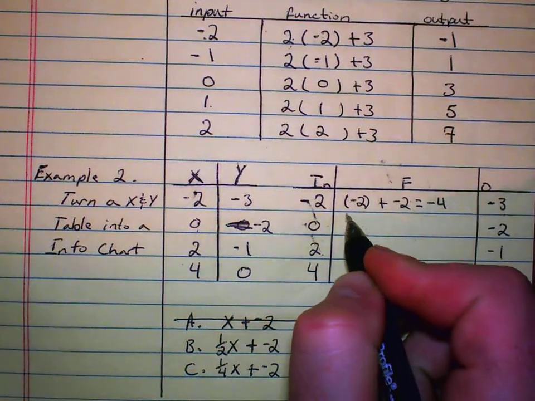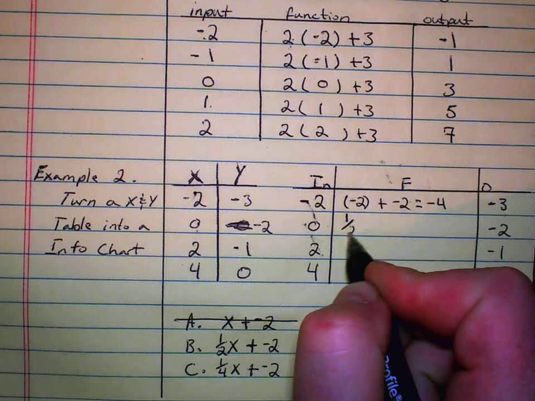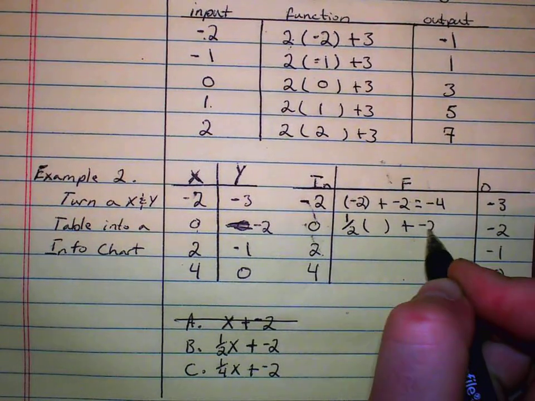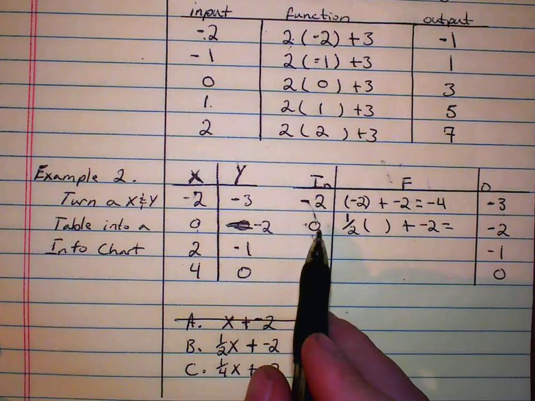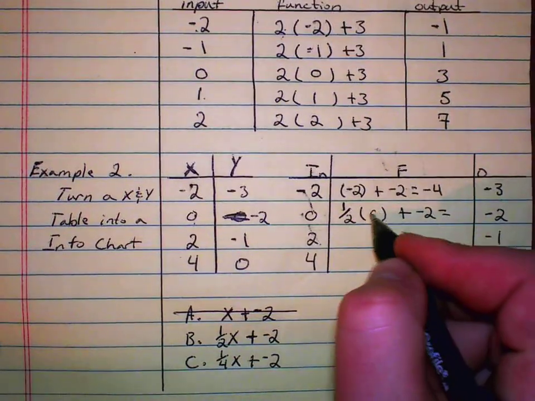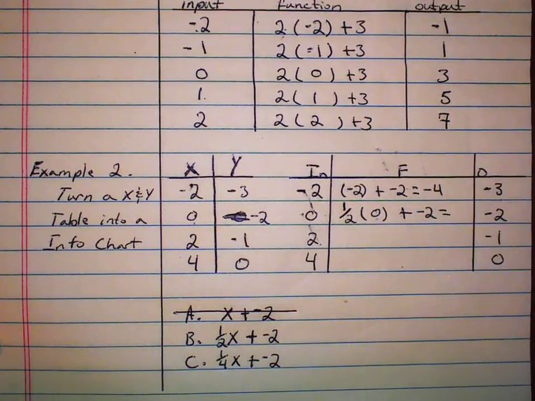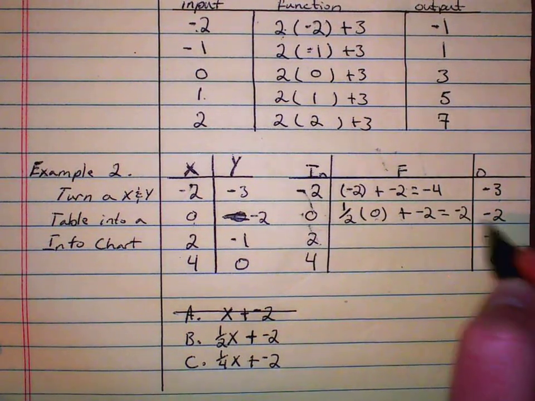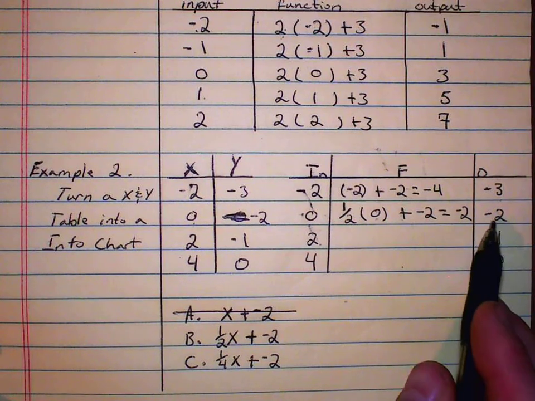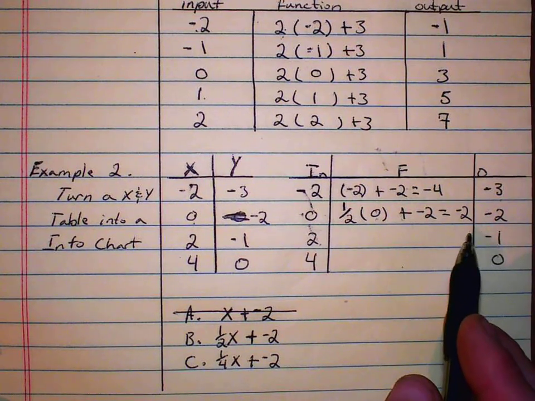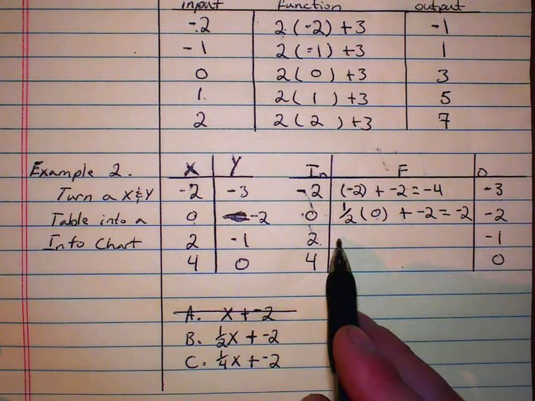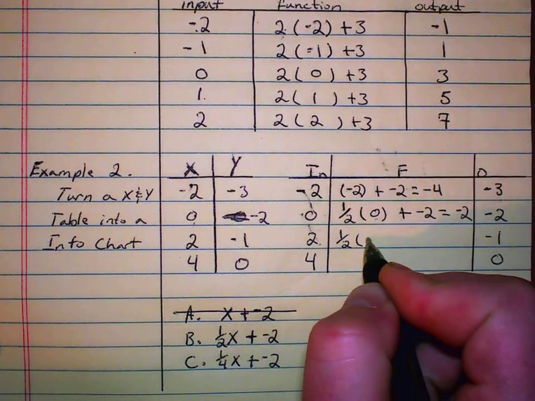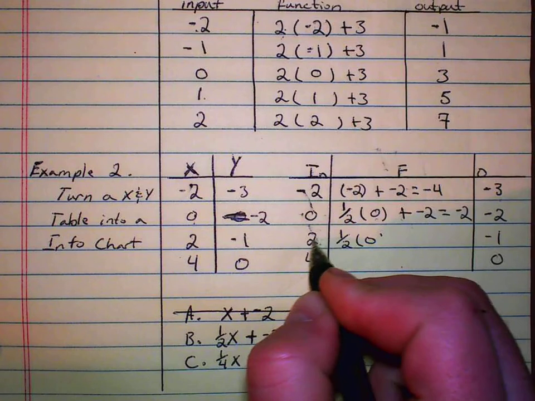Okay? I'm going to start with the 1/2 here, open, plus a -2. Well, that's a 0 that goes in. Half of 0 is still 0, plus a -2 is -2. Well, those two match. Just because it matches one place doesn't mean it will necessarily match everywhere. So I need to check it one more time. This one's going to be 2, I'm sorry.